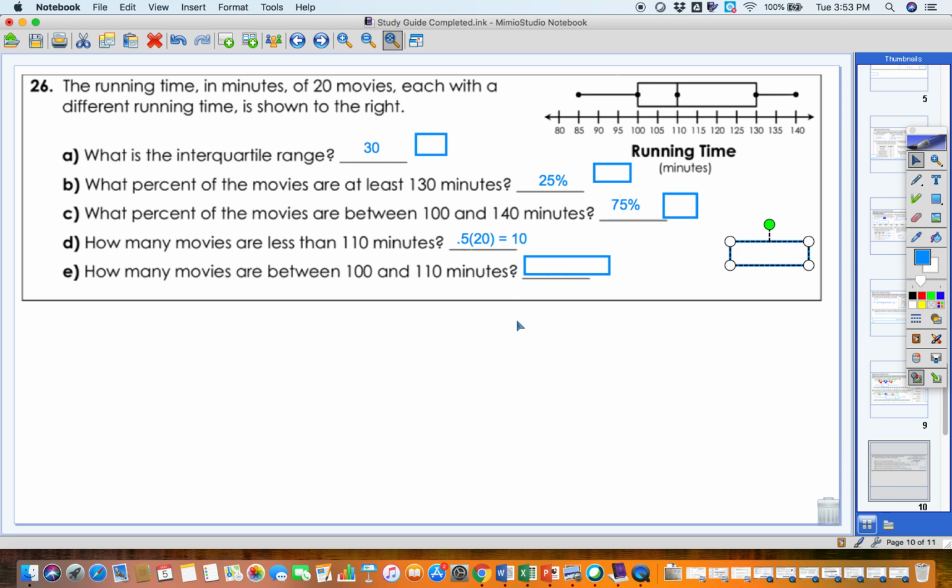On E, how many movies are between 100 and 110 minutes? So 100 to 110 is one quartile. That's 25%. So we're going to multiply 25% times 20 movies. So 25 hundredths times 20 is 5 movies.